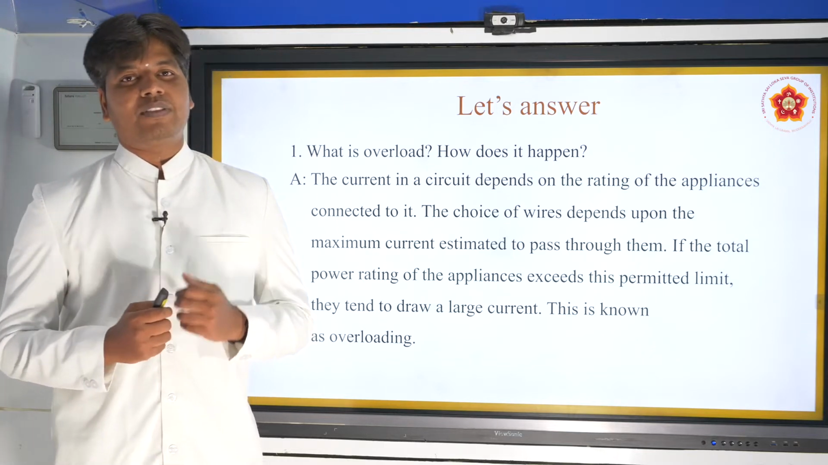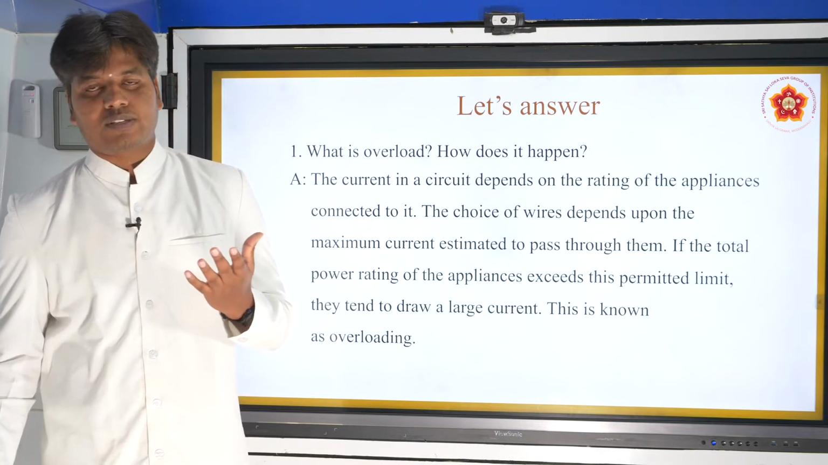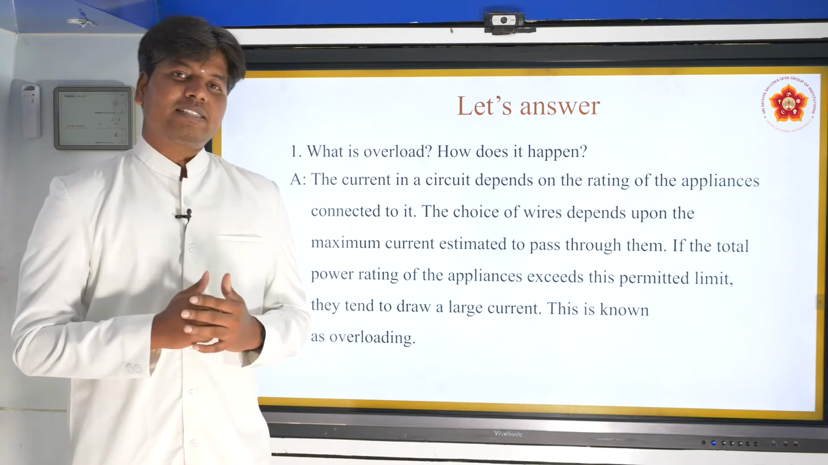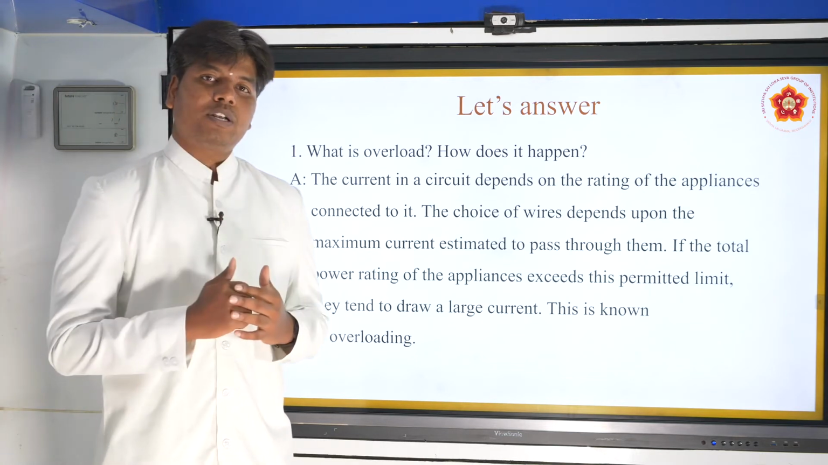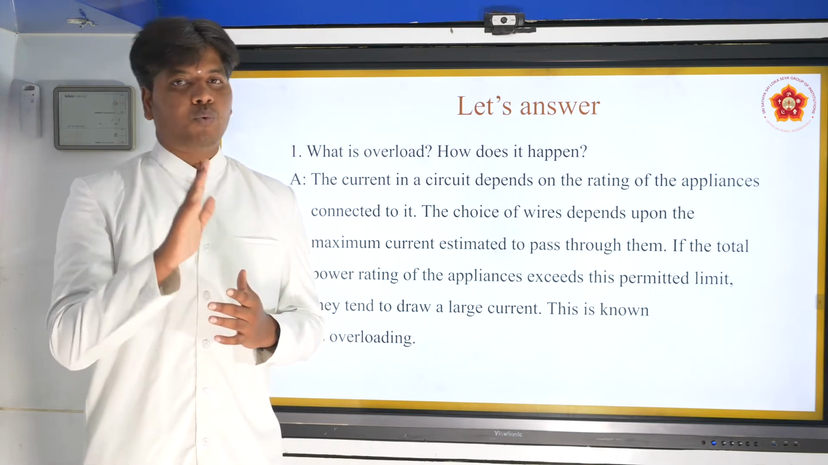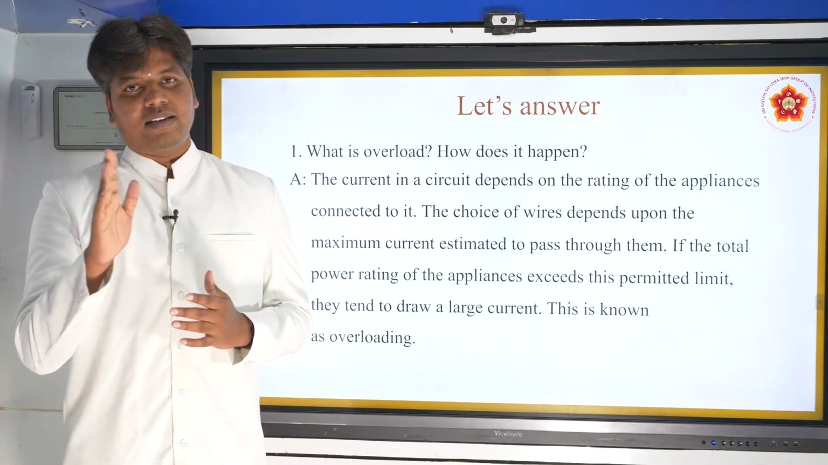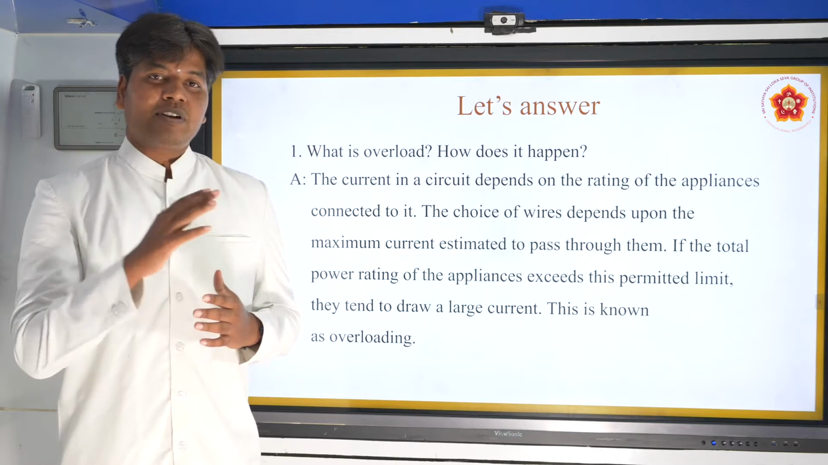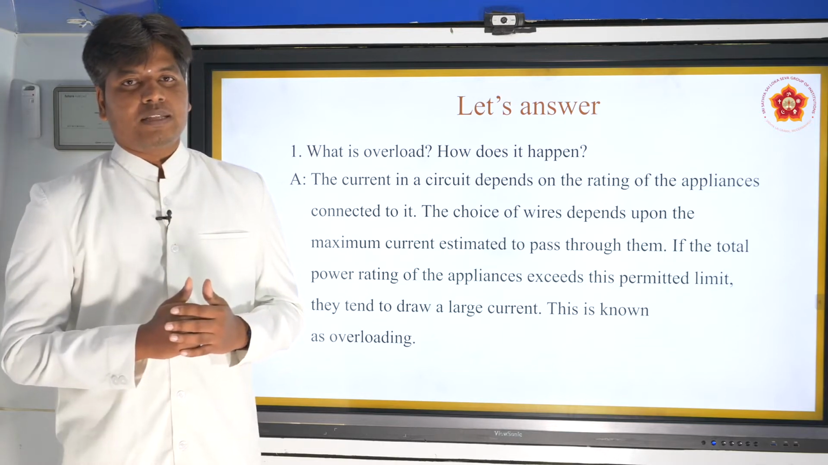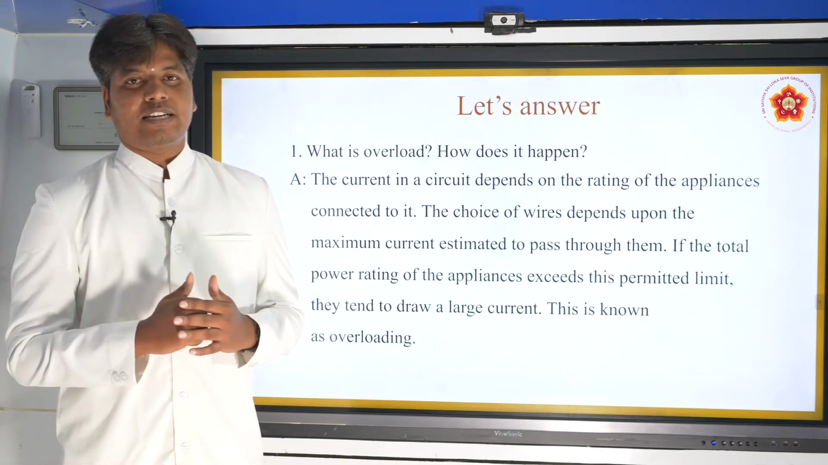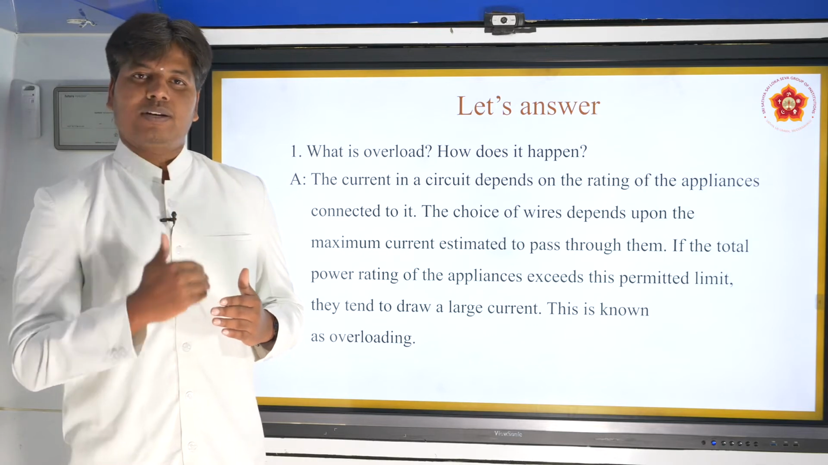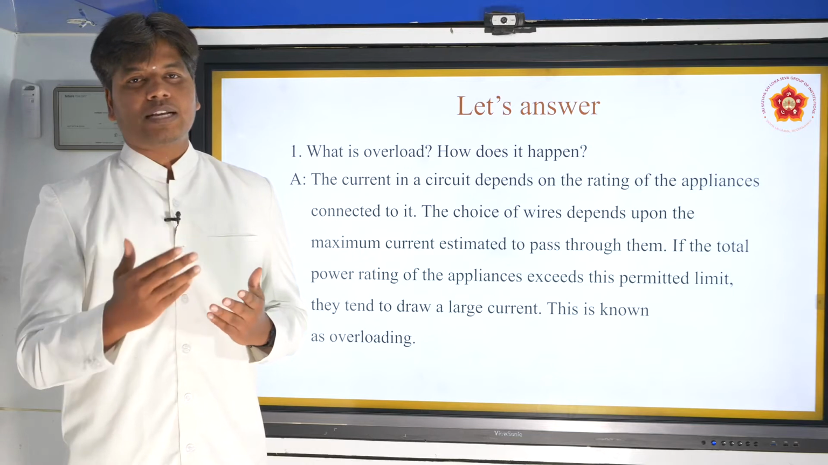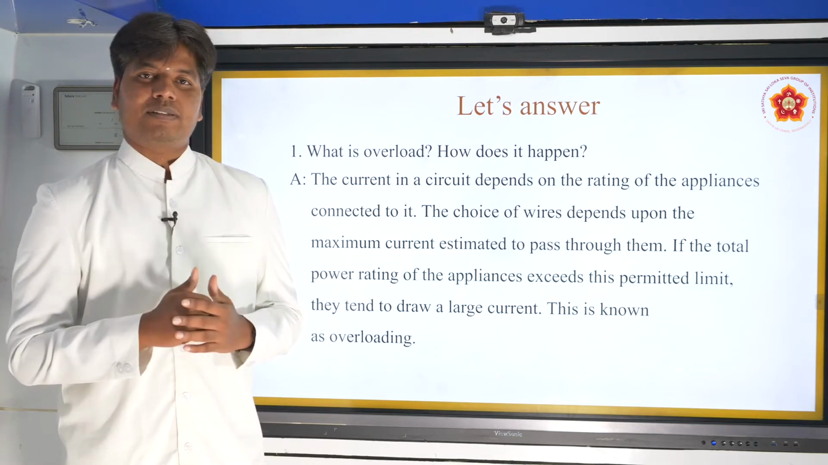They draw the current that the appliances need to run. For example, if the heater wants 2000 watts, how much current does it draw if I pass 200 volts? Power is voltage times current. If it runs on 2000 watts, then how many amperes does it need? 2000 by 200, right? I is equal to P by V. So it comes to around 10 amperes.